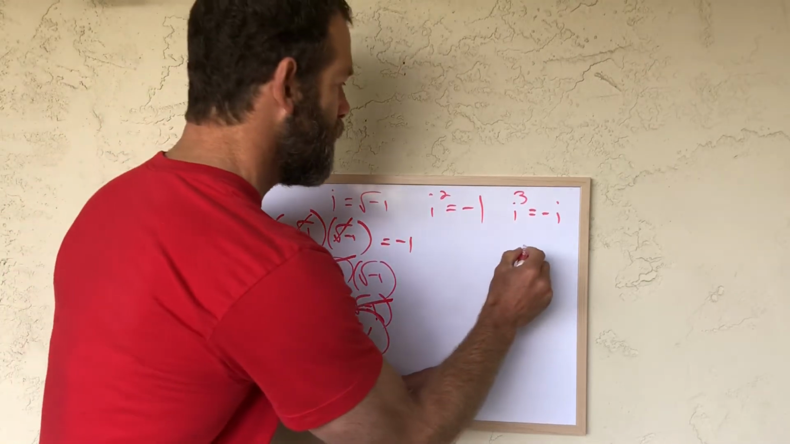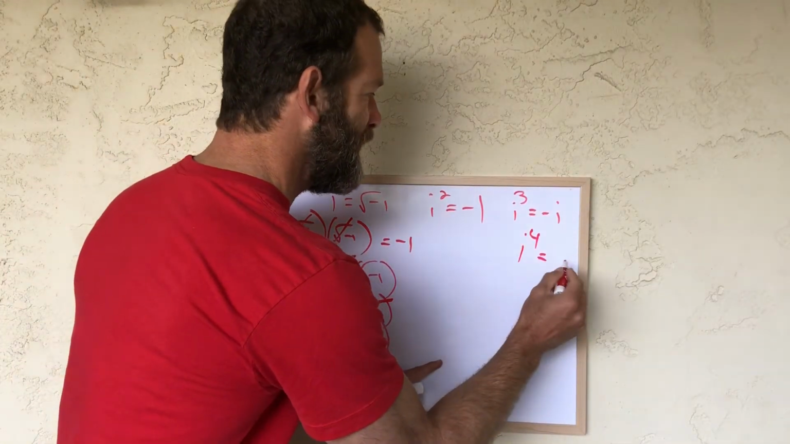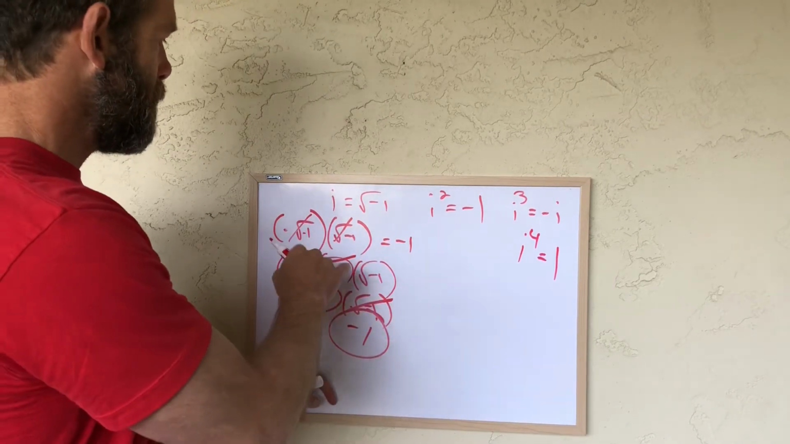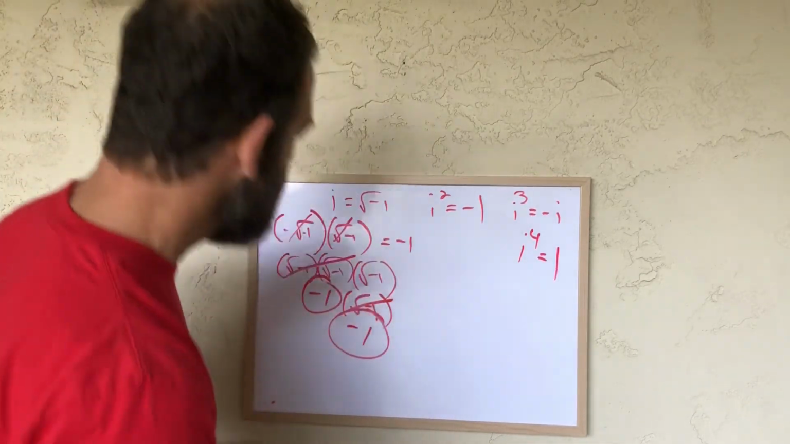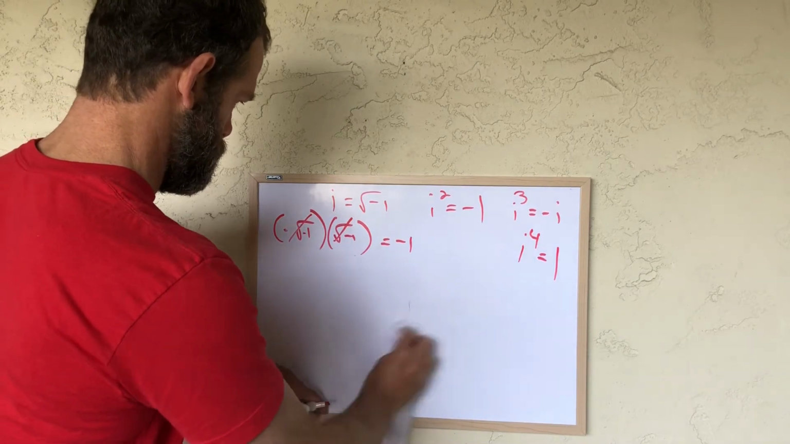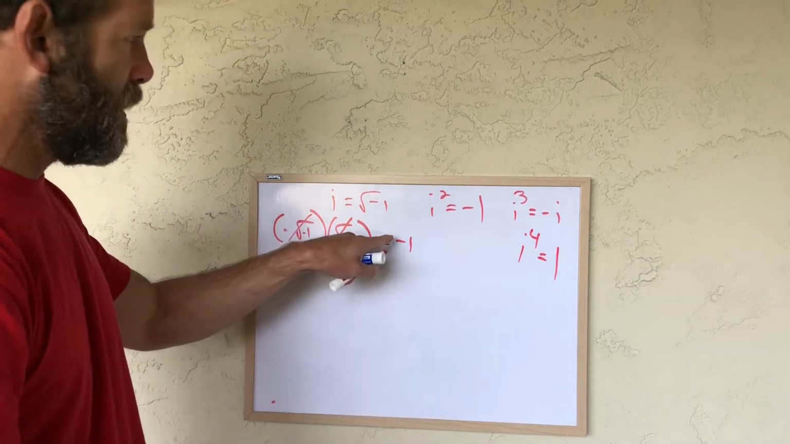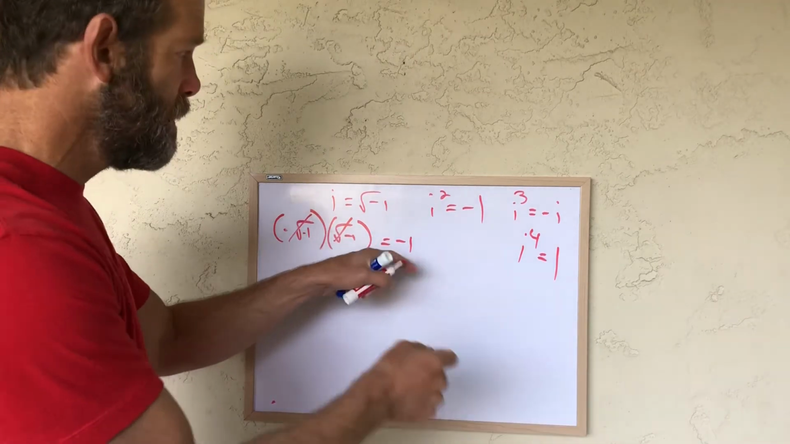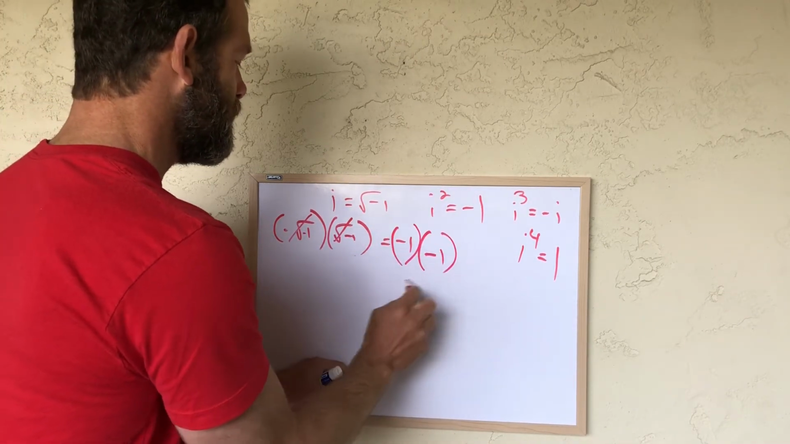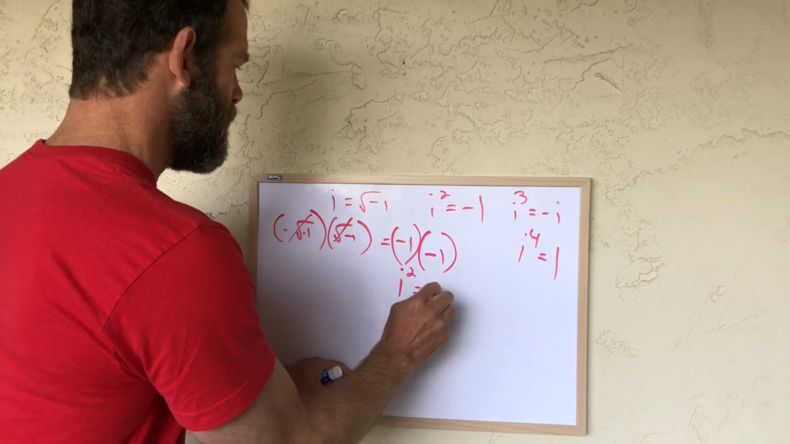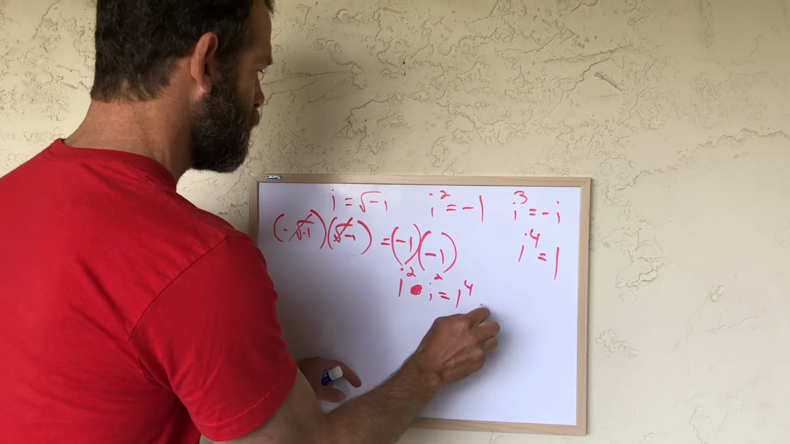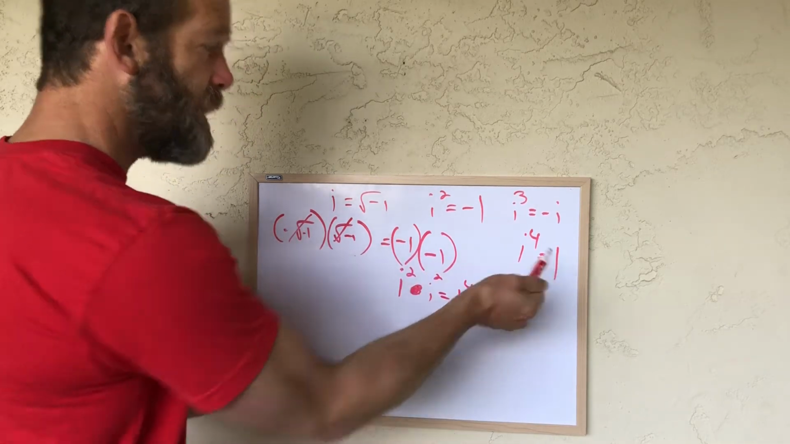And then check this out. i to the fourth is equal to +1. The reason why is because, remember, i squared is equal to -1. Well, if you have i squared times i squared, that's -1 times another i squared, which is -1. i squared times i squared equals i to the fourth, which is -1 times -1, which is +1.